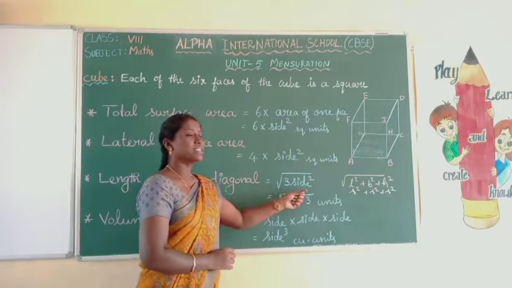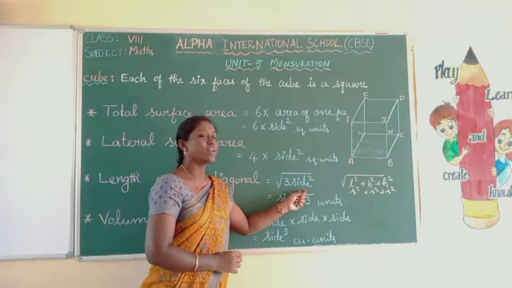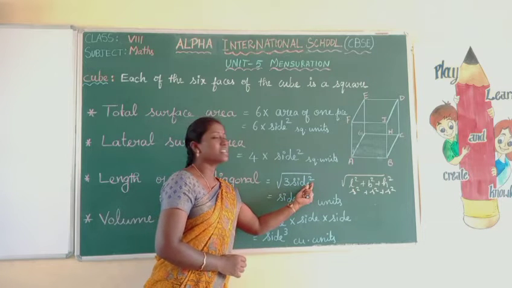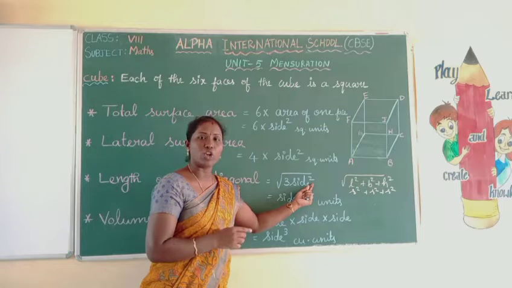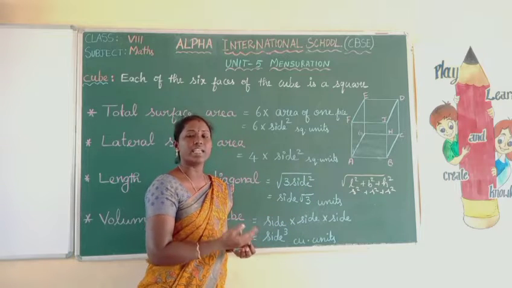3 into square root of side square. But anything inside the square root, if we have the square value once, we can take it out. Isn't it? We can take it out.